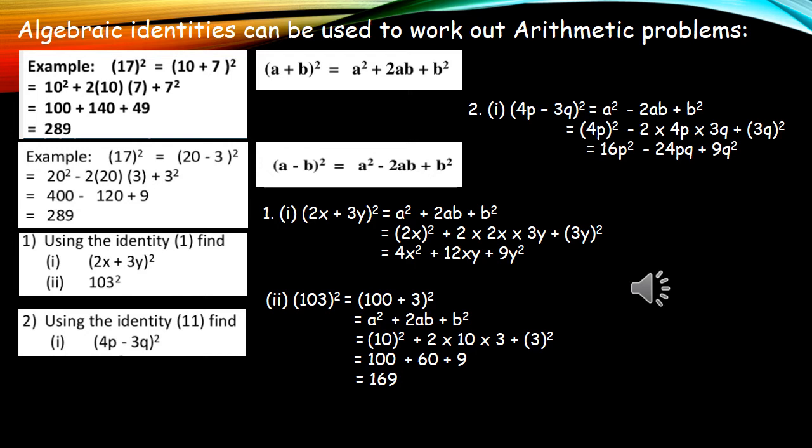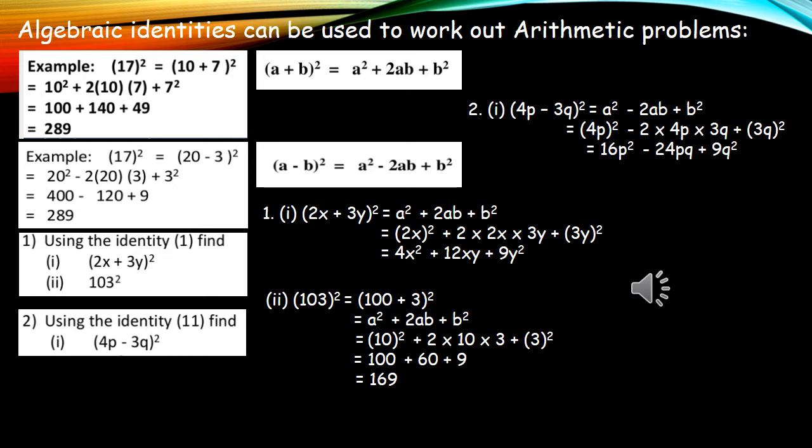You have to expand by using the identity (2x plus 3y) whole square. Here A is equal to 2x and B is equal to 3y. As (A plus B) whole square is equal to A square plus 2AB plus B square, we can write in place of A, (2x) whole square, plus 2 into 2x into 3y in place of 2AB, plus (3y) whole square in place of B square. (2x) whole square is 4x square, plus 12xy, plus 9y square.